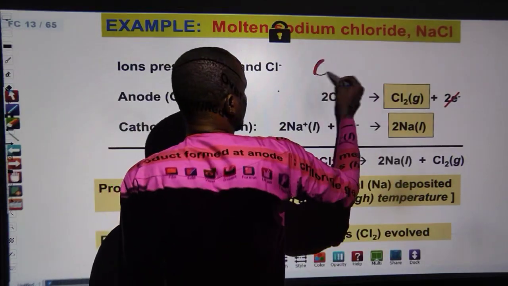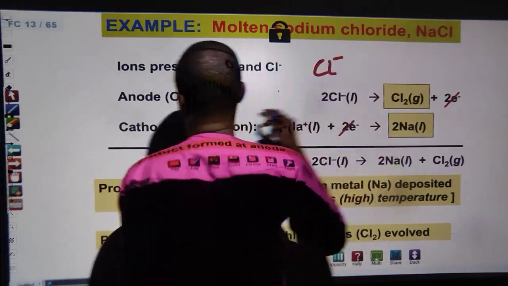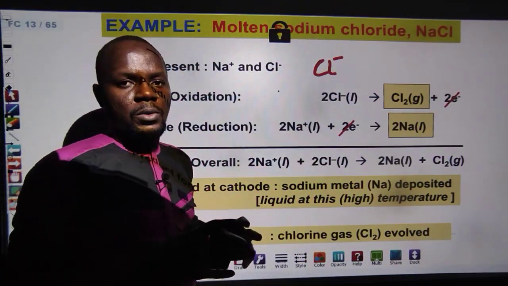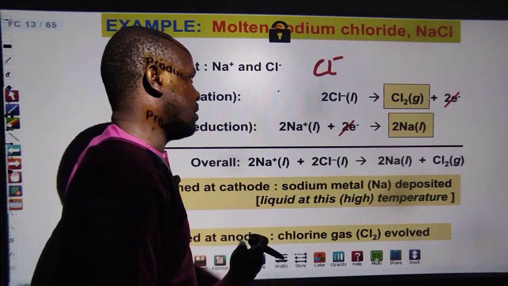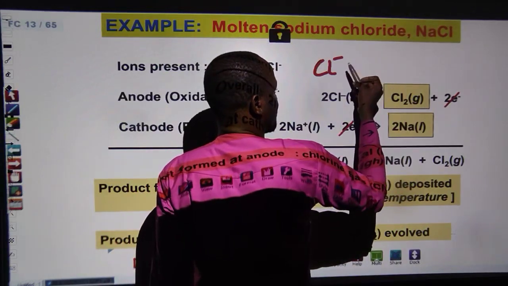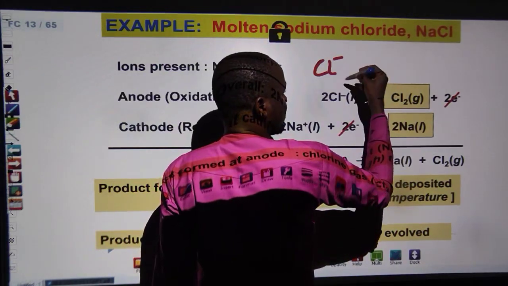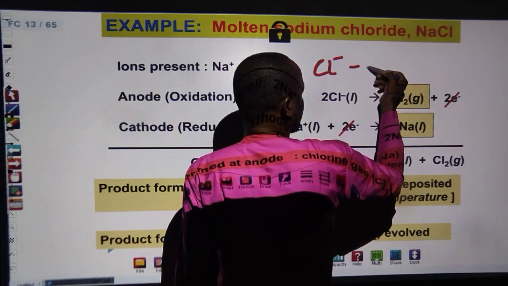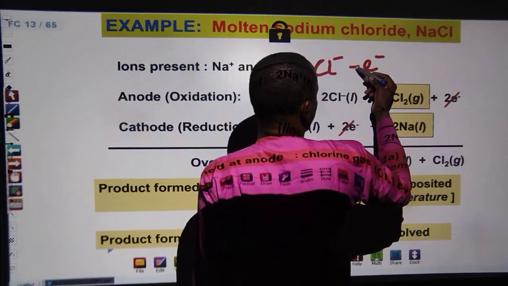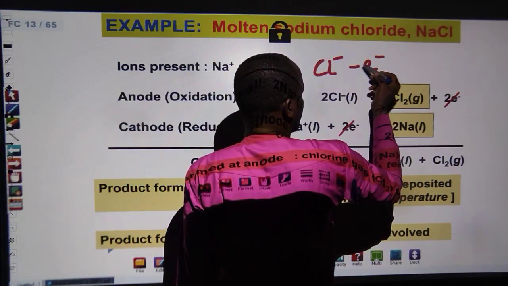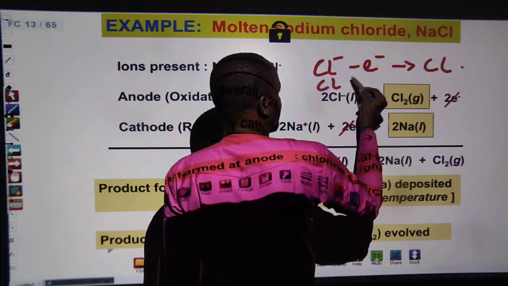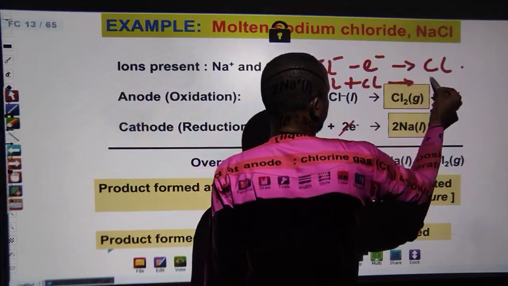So if you have Cl minus, we're talking about the anode. At the anode, remember PaOHCl, that is the shortcut: oxidation is loss. If you are used to writing it a different way, like Cl minus minus e minus, because we say oxidation is loss of electron, here you have Cl minus plus e minus. Oxidation is loss, so to give you Cl, and Cl is divalent, we write Cl plus Cl, which will now be Cl2.